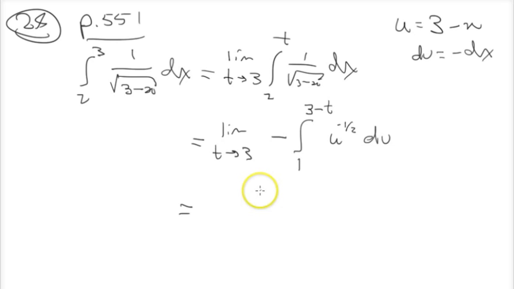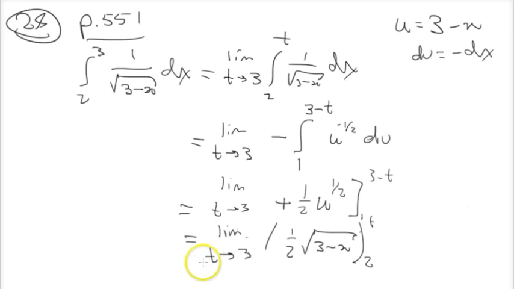And so when we integrate this, we're going to get negative, and so we add a 1 here, we're going to get root u. Well, we need to bring this down, so that's going to be negative and a negative is a positive, that's half u to the 1/2. Between 1 and 3 minus t. This is the limit as t approaches 3.